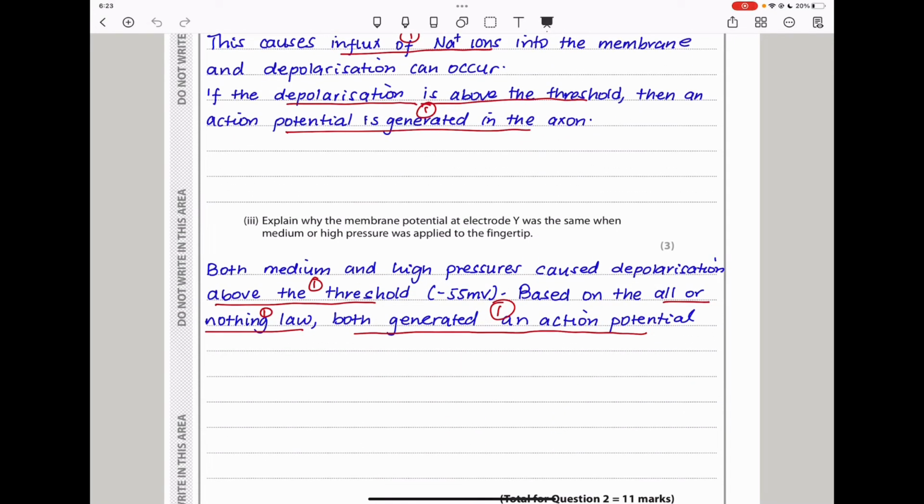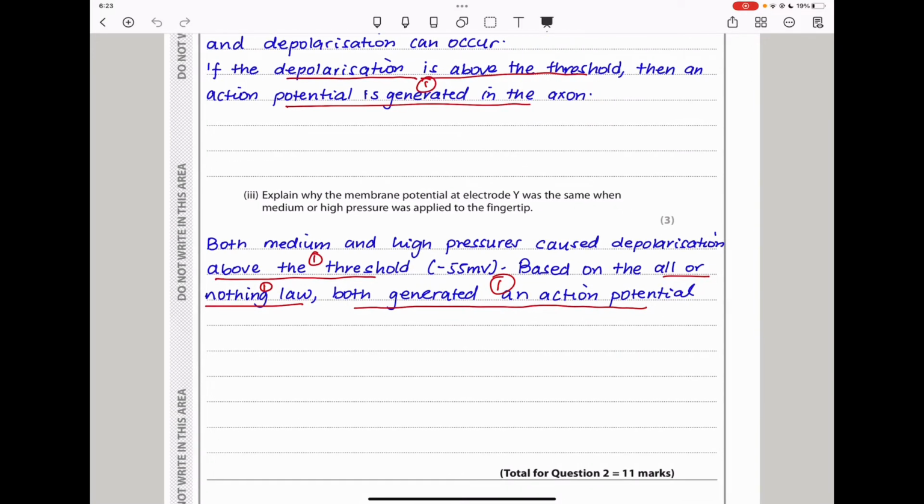Here they say, explain why the membrane potential at electrode Y was the same when medium or high pressure was applied to the fingertip. Here we have to think about the all or nothing law. Once a specific potential is reached, you cannot cause more depolarization or more change once the threshold has been reached. It creates the same action potential.